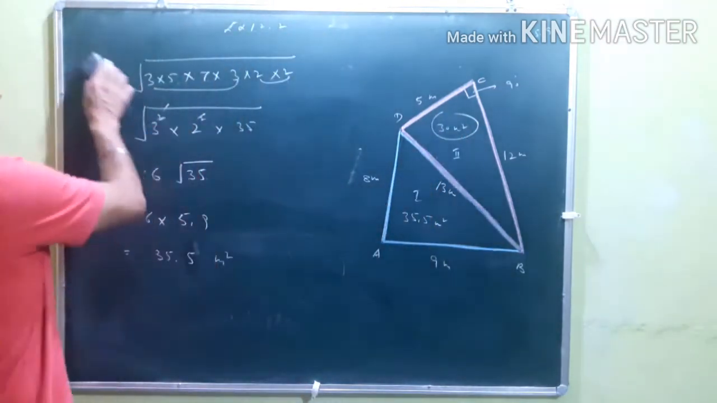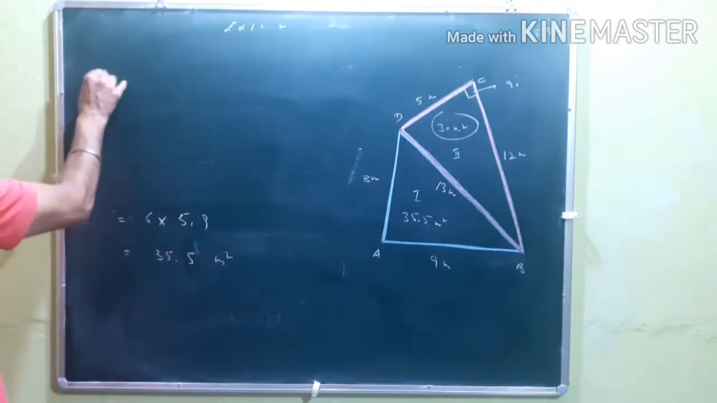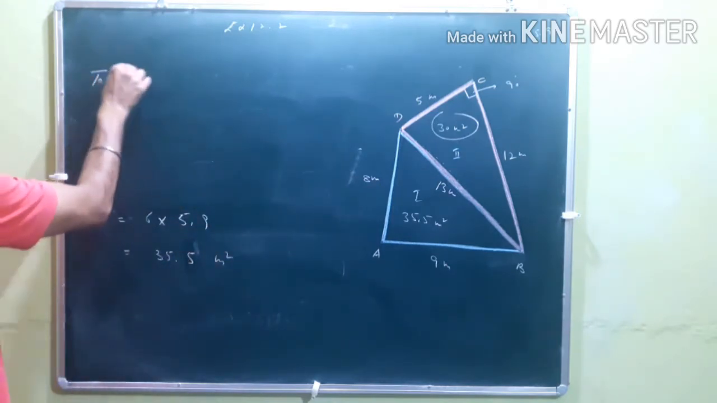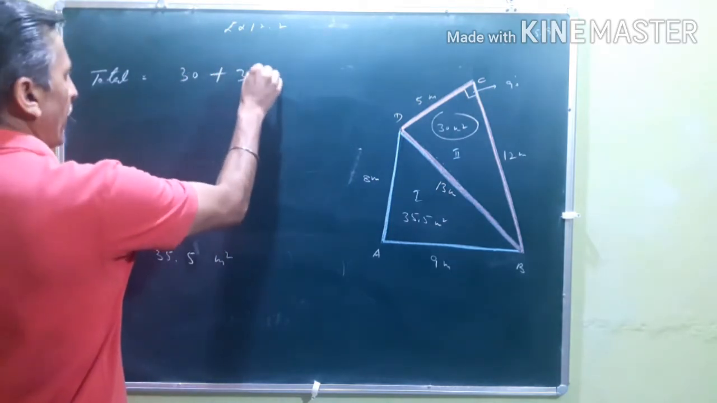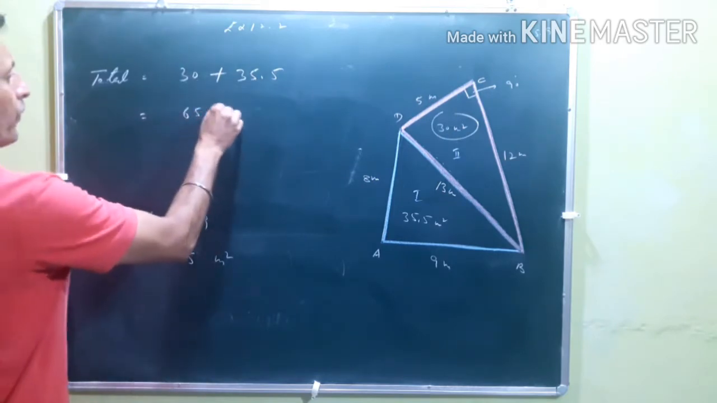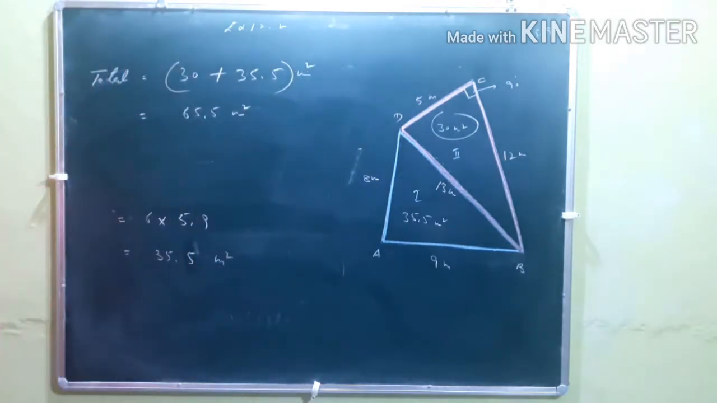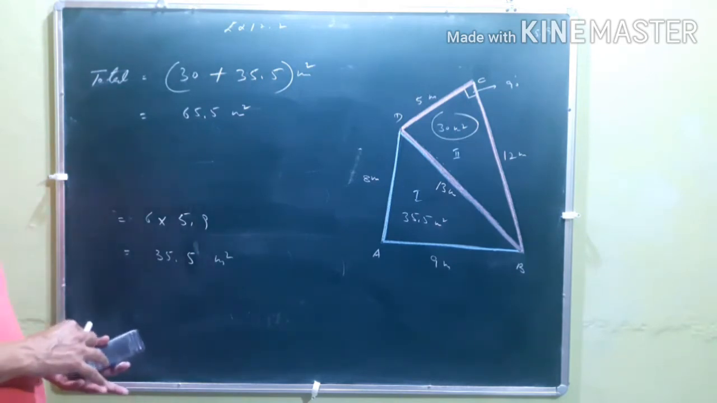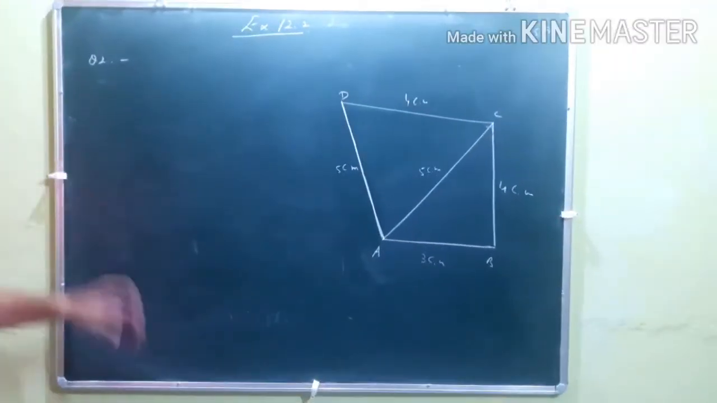Add these two areas and then you will see the total area of the quadrilateral. So the area of the quadrilateral is equal to 30 plus 35.5, which gives the answer 65.5 meter square. Done. That's all. So this was your technique to find the area of the quadrilateral. You have to divide the quadrilateral into two triangles and then find the areas turn by turn. That's all.